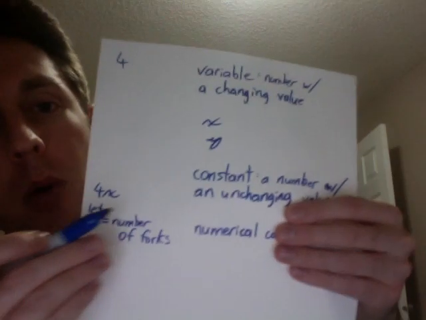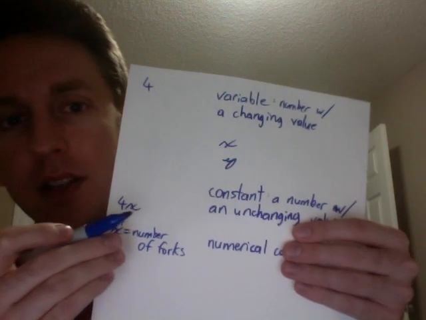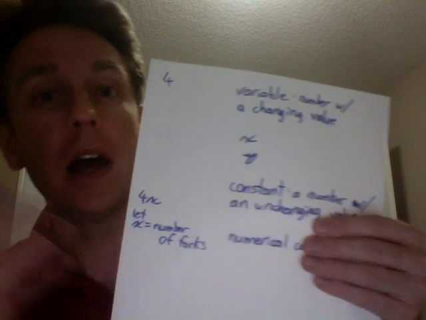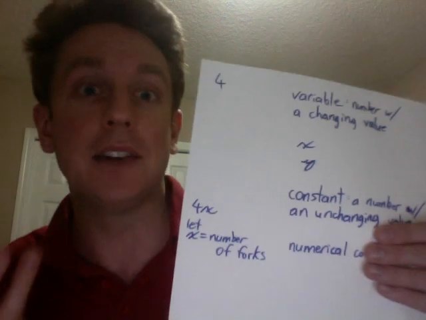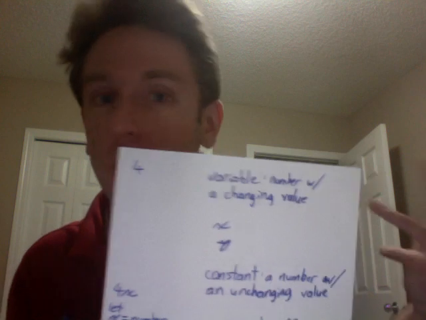So the numerical coefficient in this case, take a look here. When we say 4x, yeah, we think of 4 as a constant, we think of x as a variable, but when a constant number is multiplying that variable, it's known as the numerical coefficient. Because it's 4 times something, we don't know what that something is yet. So that is the constant number that is multiplying a variable. Okay.